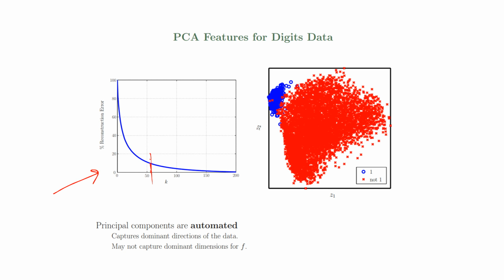So based on this reconstruction error and the comparison with K, this really gives us a good idea of how many dimensions we need. And this is capturing the dominant directions of the data. After all this discussion, we should always remember that this was an input pre-processing or dimensionality reduction technique based solely on the data distribution, and this might not be capturing the dominant directions for f, the target function. We already discussed that when we talked about the drawbacks of this technique.